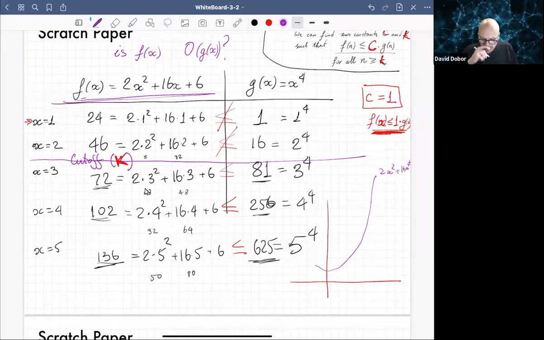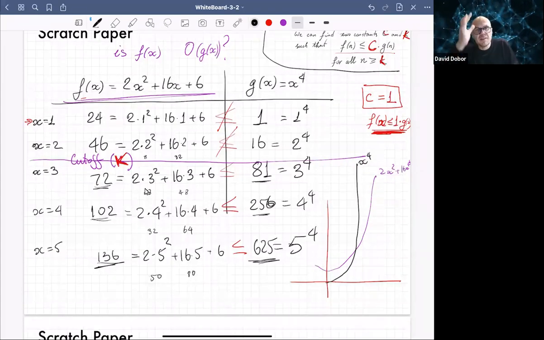And then I have this x to the 4th. So x to the 4th is below it. Okay, this is my x to the 4th. But it grows much faster. The x to the 4th, its derivative is 4x cubed. The derivative of this function is 4x plus some change, like 16. That's a much smaller number. But at this point, the cutoff point, what's the cutoff point?